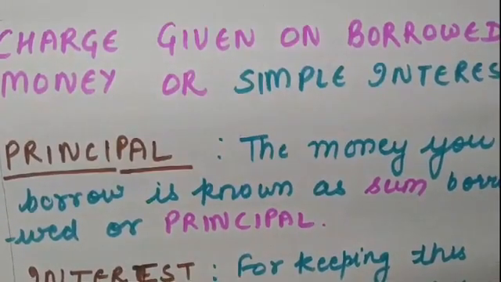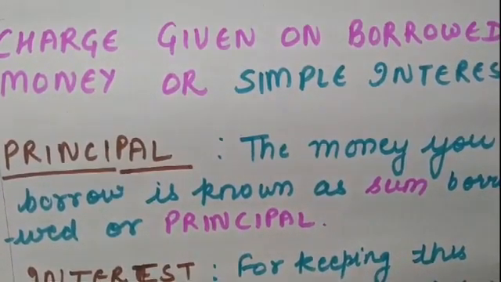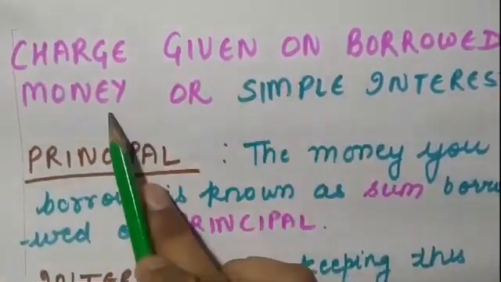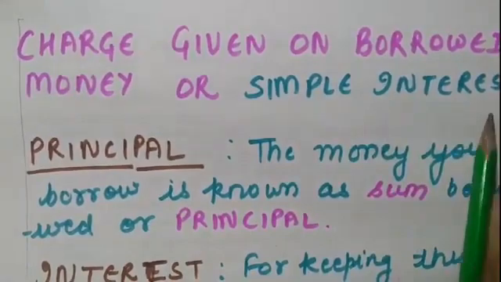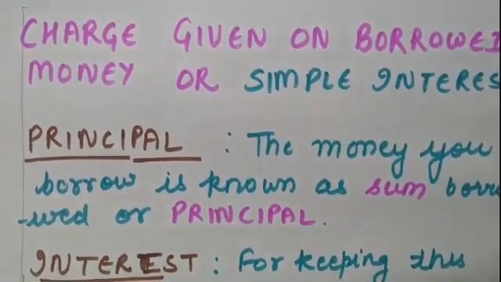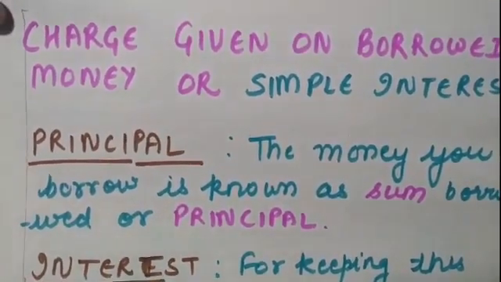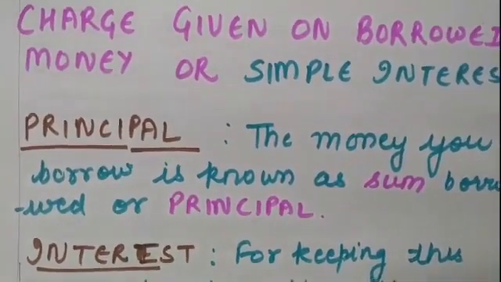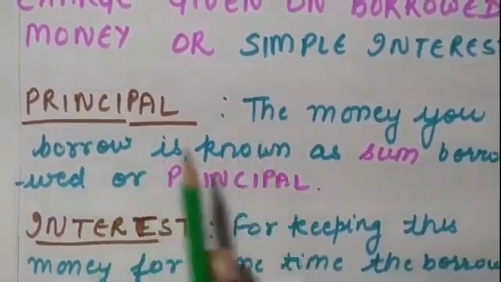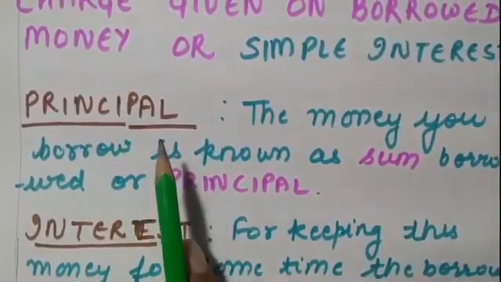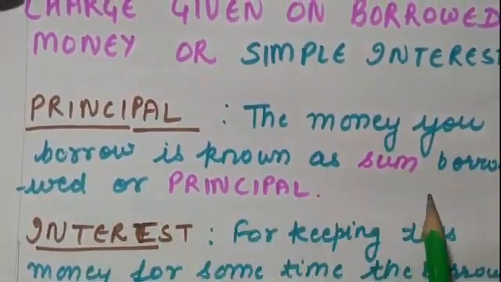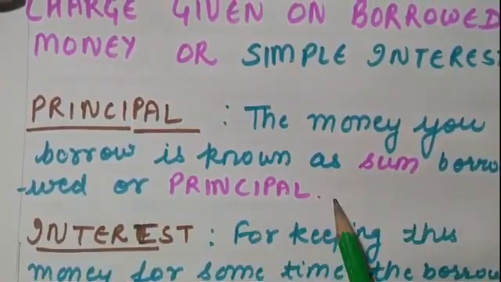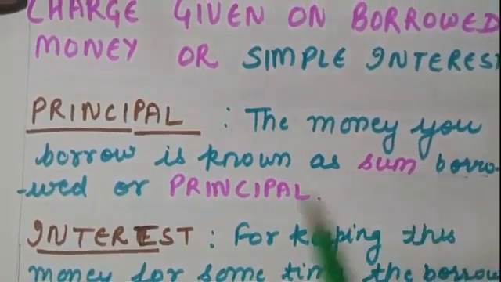After profit and loss, we have discussed the charge given on borrowed money, or you can simply say simple interest. We have learned about simple interest. So here are some important terms related to this topic, so let us discuss them. First one is principal. What do you mean by principal? The money you borrow is known as sum borrowed or principal. These are the same thing.